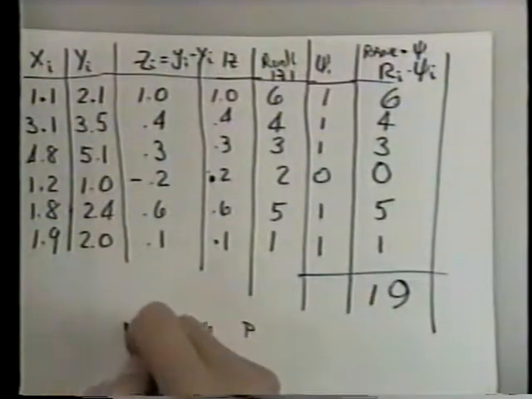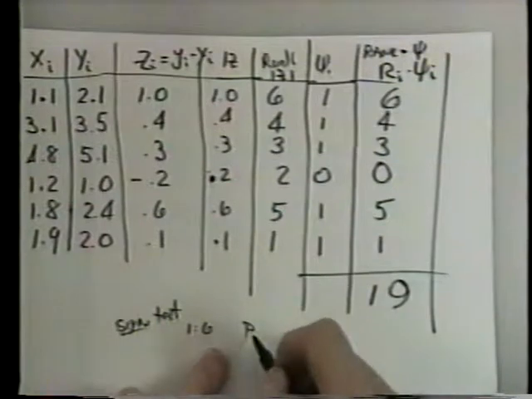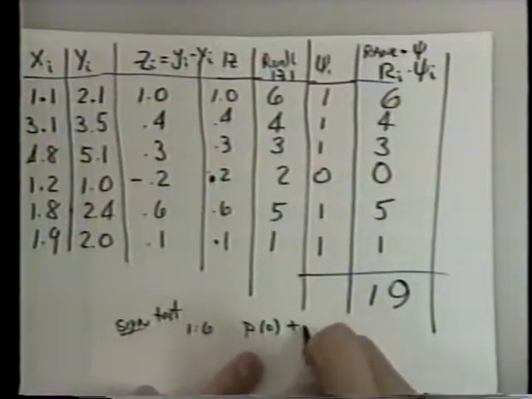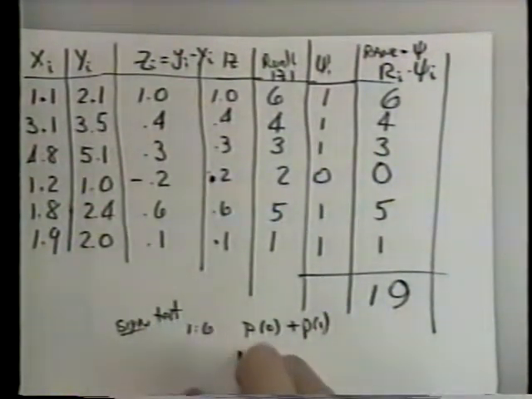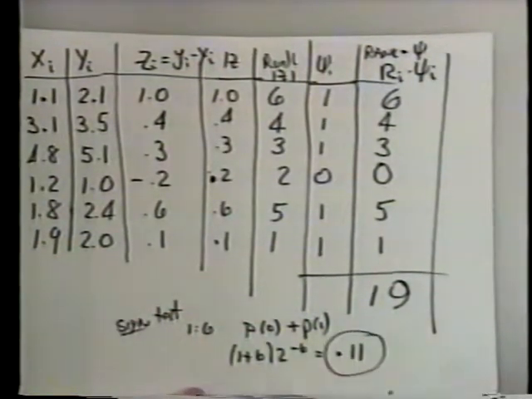So the probability from the sign test that we get 1 out of 6 is the probability we get 0 plus the probability we get 1, which is 1 plus 6 times 2 to the minus 6, which is 0.11. So if I was doing a sign test, the probability would be 0.11 that x and y have the same measure of central tendency. So I do that as an aside.